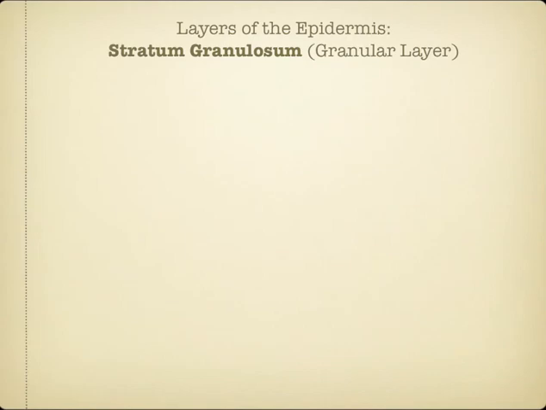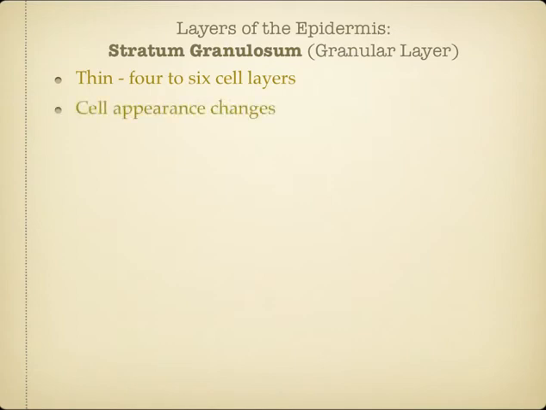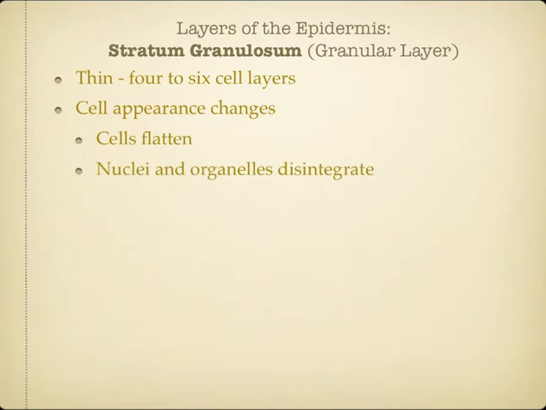Coming up one layer, we get to stratum granulosum. These are granular. They actually do have granules inside them. This layer varies from typically about 4 cells to 6 cells in thickness, and the cell appearance changes as it goes through this layer. The cells actually are beginning to die here. They flatten out. The nuclei and the organelles inside the cell begin to break down.